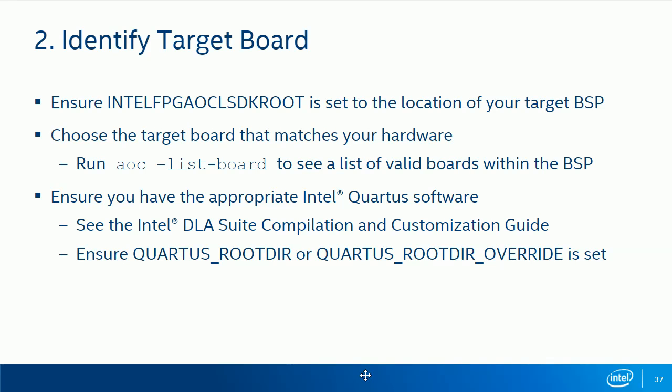Once you figure out the board support package, ensure the appropriate version of the Intel Quartus software is available. Make sure the Quartus router or Quartus router override environment is also set. See the Compilation and Customization Guide for more details about that.